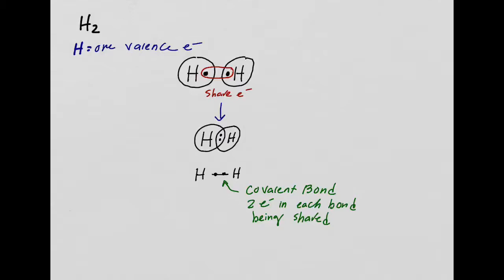So consider hydrogen a non-metal. Again, you can see there's sharing of electrons, and in a shared electron you have a covalent bond. In each covalent bond, 2 electrons are being shared. Now, let's do another one. Let's do F2.